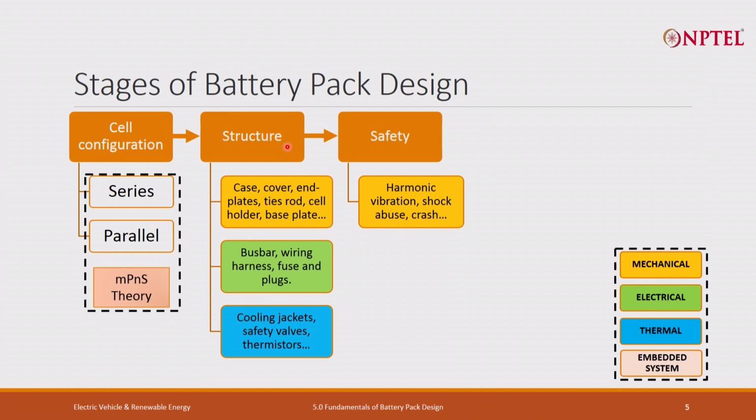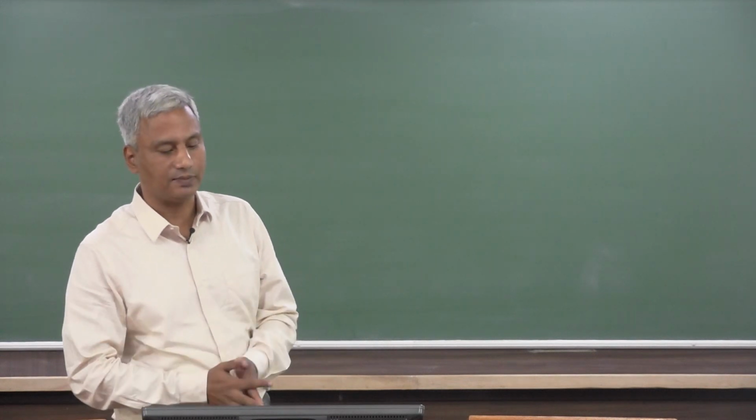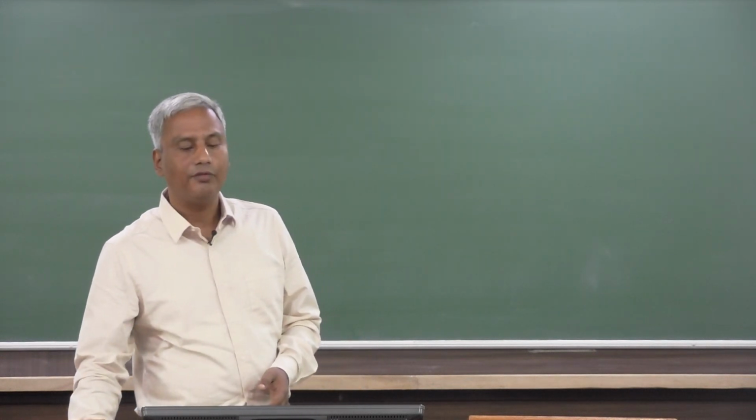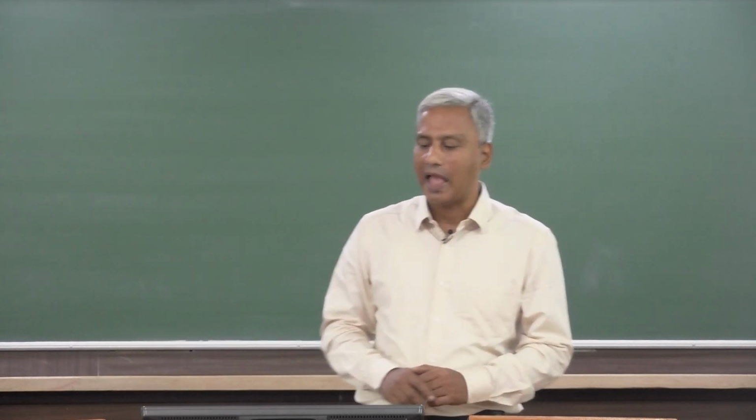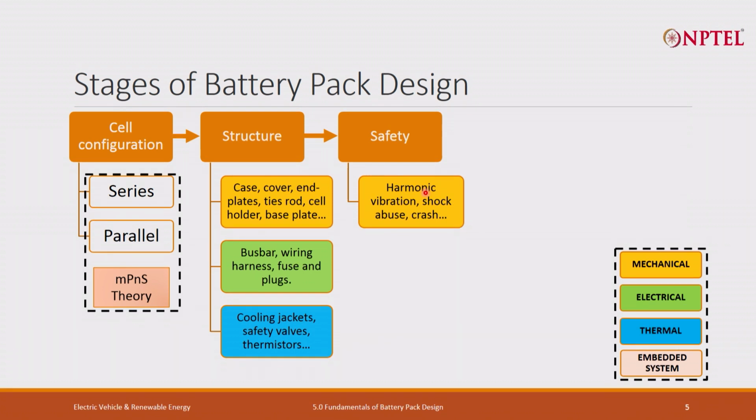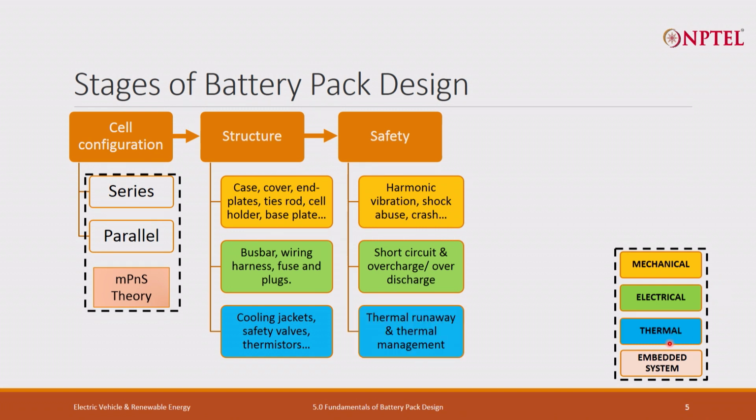What are the things related to safety? Once you have a structure, the next thing you worry about is safety. Vibrations, shock abuse, crash, and all these things you have to mitigate using the mechanical design. Other safety events, short circuits, overcharge or over discharge, you have to mitigate using electrical design. Thermal runaway and ultimately thermal management come under your thermal design.